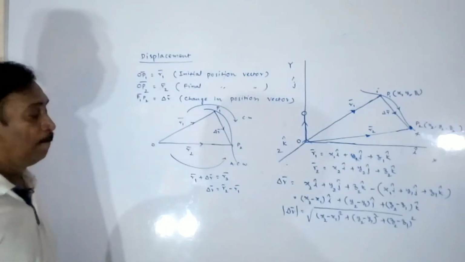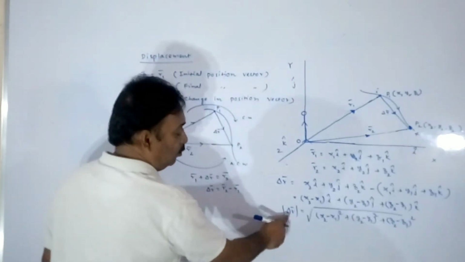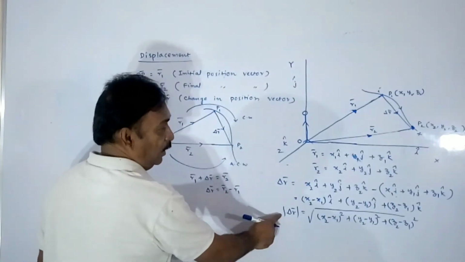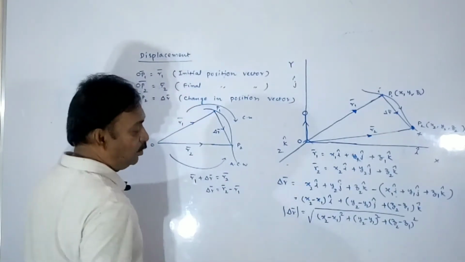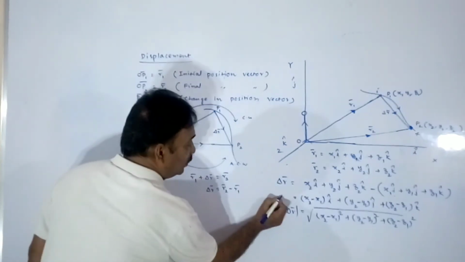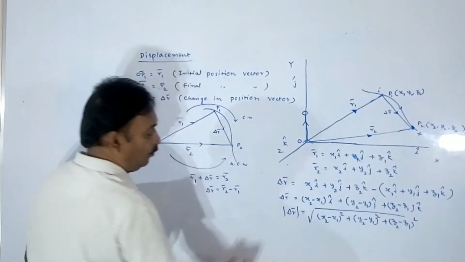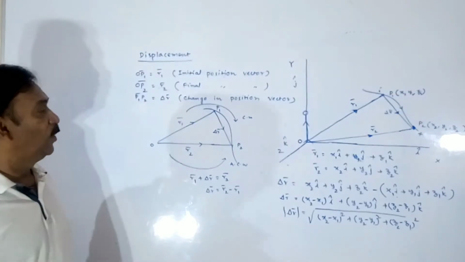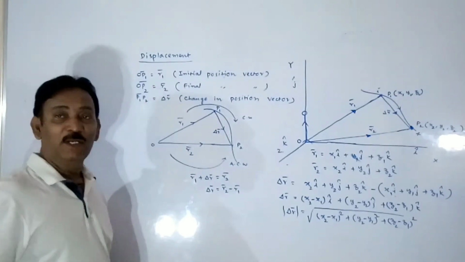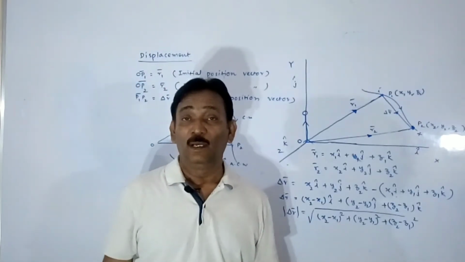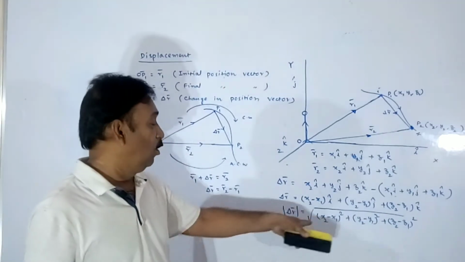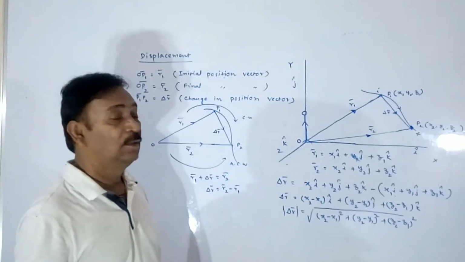Okay, here it is, the magnitude. If you write it in the mod, it is known as the magnitude of the vector. The vector is what? Delta r. Delta r is displacement here. I hope you understood what the displacement is.